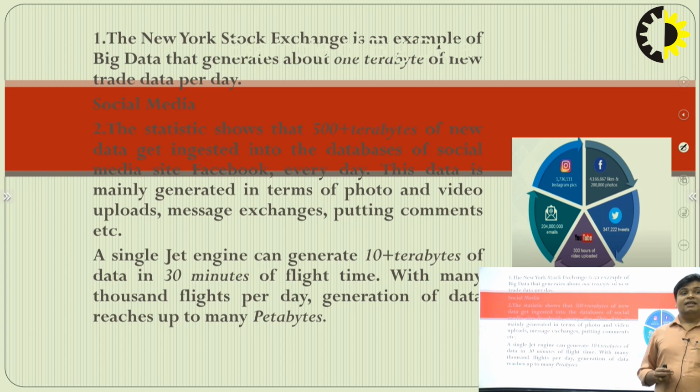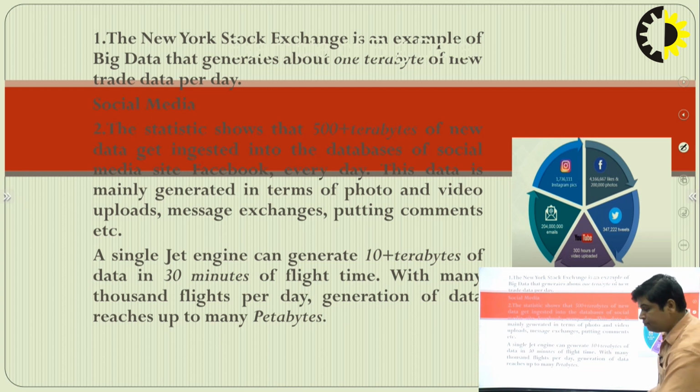A single jet engine can generate 10 plus terabytes of data in 30 minutes of flight time, and with 1000 flights per day, the generation of data reaches up to many petabytes. This is the scenario of the different sources where big data is generated. These are some examples and statistics.